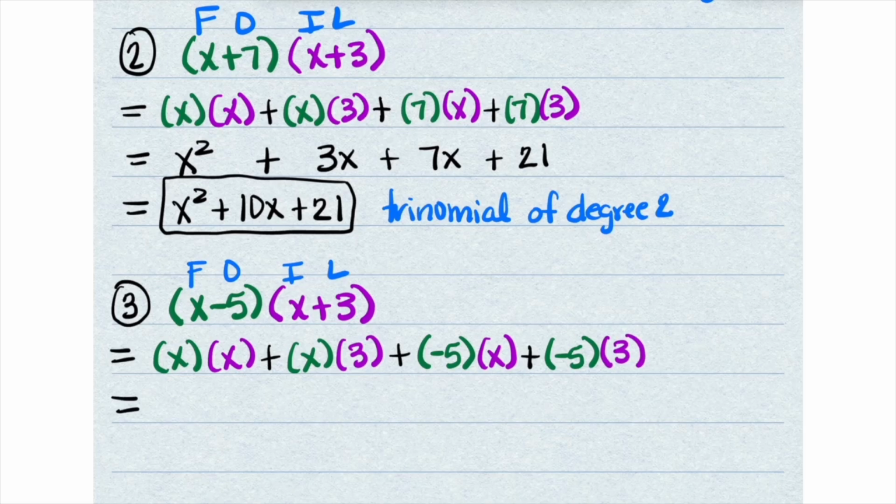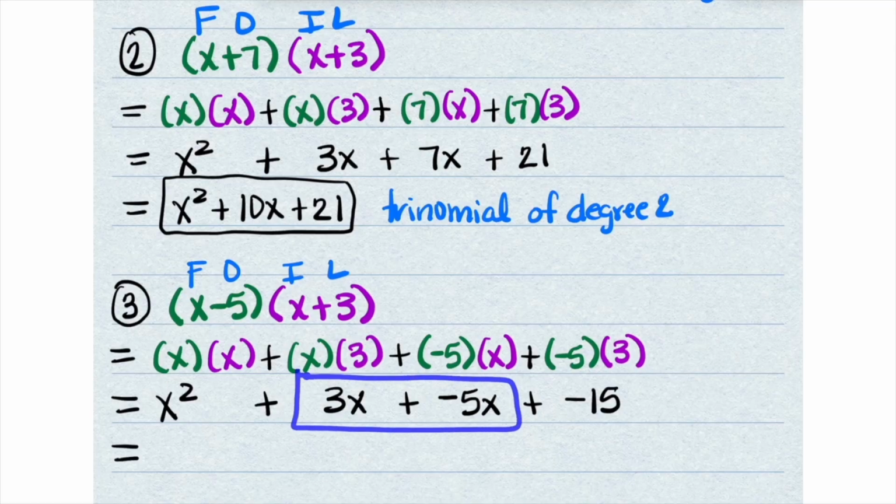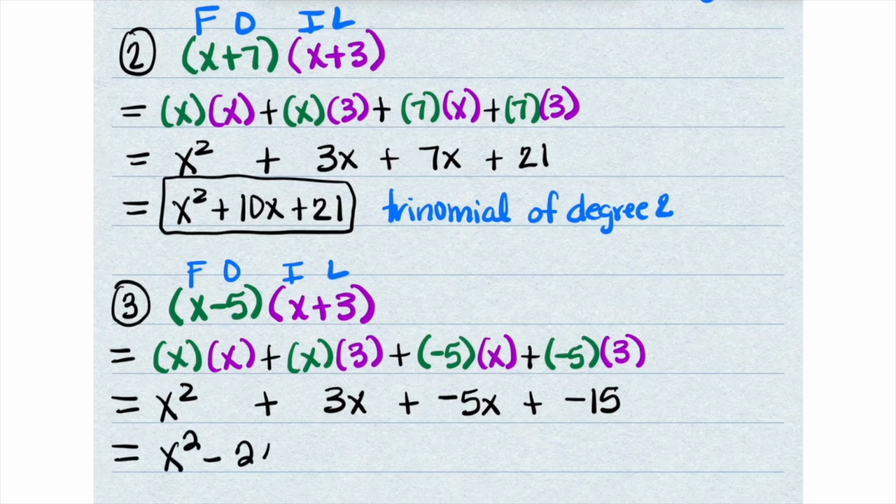So let's check. x times x, x times 3, negative 5 times x, negative 5 times 3. Cool beans. So that's x squared plus 3x plus minus 5x, and negative 5 times positive 3 is negative 15. Can I combine like terms? Yep. A 3x minus a 5x is going to be a minus 2x because the 5 is bigger. And we have a minus 15. x squared minus 2x minus 15.